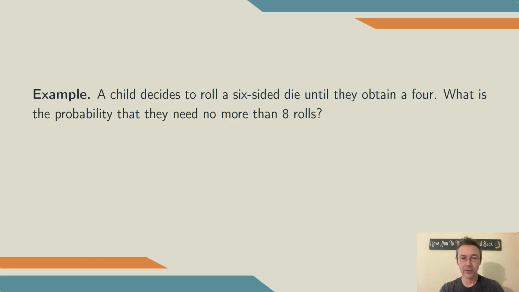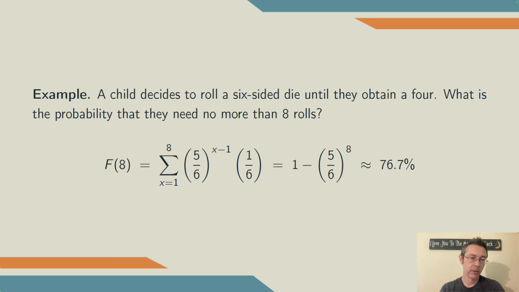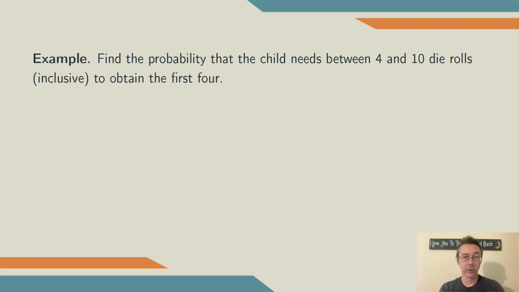Returning to that example with the child throwing that die until they get a 4, what's the probability that they need no more than 8 rolls? So here we're trying to do big F of 8. I have it written out with the sum there on the left, and then the simpler form, 1 minus q to the 8th, 1 minus (5/6) to the 8th, which is how I actually evaluated this, and I got about 76.7%.